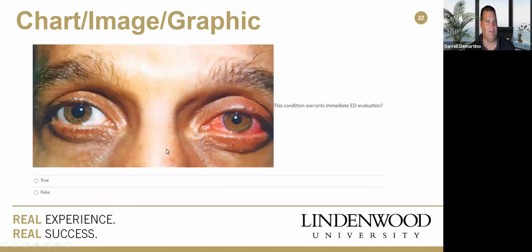So in this case, I have a photo and I said, this condition warrants immediate ED evaluation. And this is for a paramedic. Would I consider this a true emergency or not? True or false? To get this correct, you could guess. It's a 50-50 chance if you don't know what's going on. But the reality is you have to look at that eye and determine, what do I think is going on? And is that a true eye emergency or not? And then it's marked as true or false, rather than saying, identify the condition or explain it.